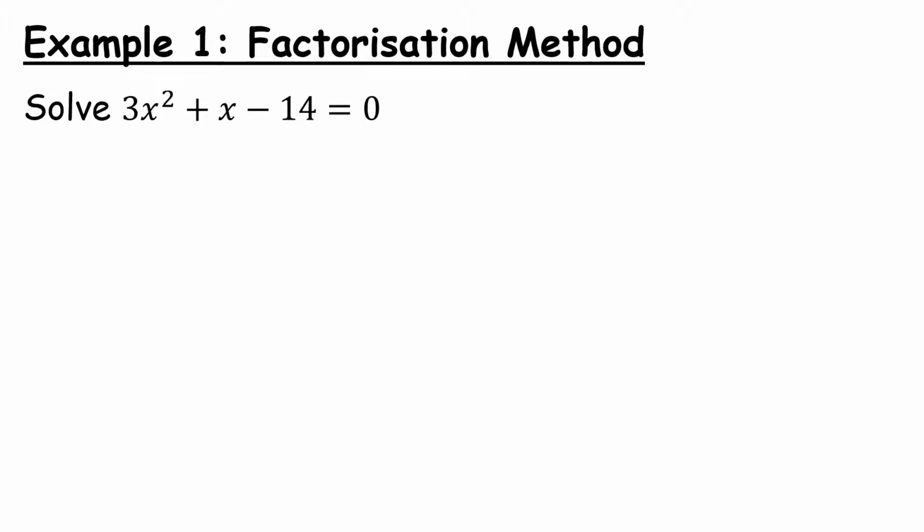So here's our first example. The question is simply solve 3x squared plus x minus 14 equals 0. We know it's quadratic because it contains an x squared, an x and a constant. Just to draw your attention to this x here. What we don't generally write in maths is the 1 that appears before this. Now, if you want to put in that 1 to help you, that's absolutely fine.